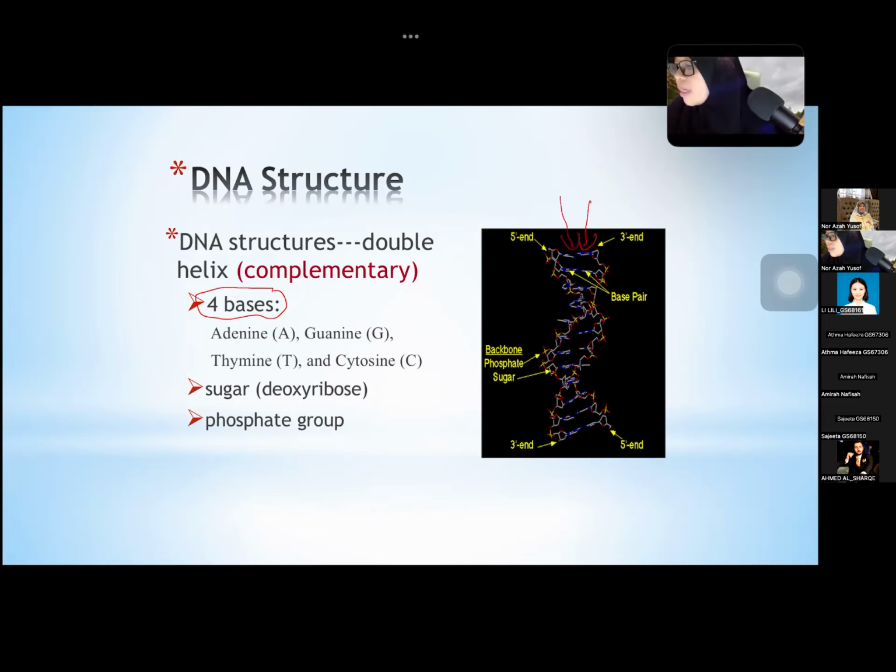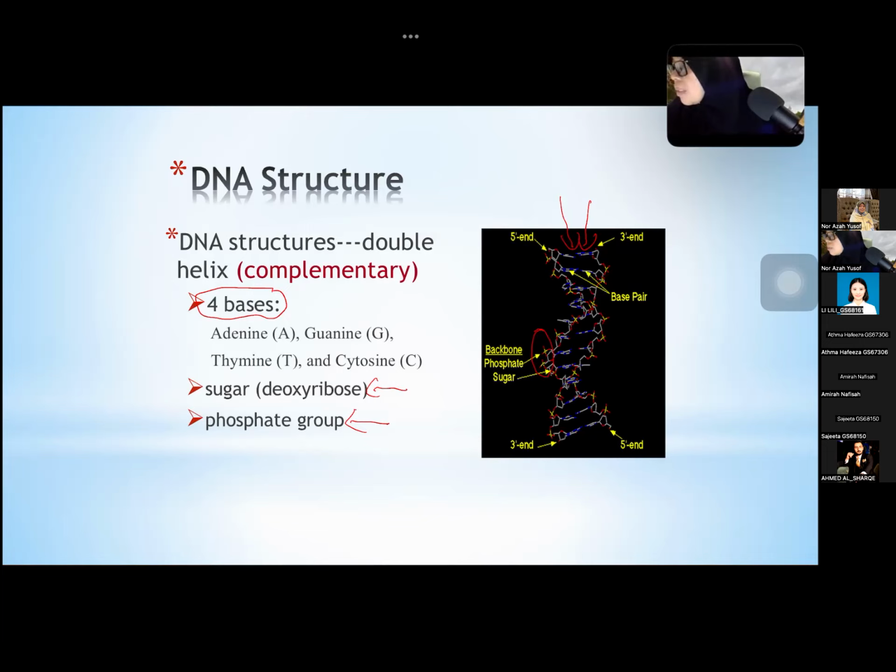Okay. And you have the phosphate backbone outside. Okay. Phosphate group, this phosphorus, oxygen. So it's all chemicals. Yeah. And then you have sugar. Sugar, where is it?